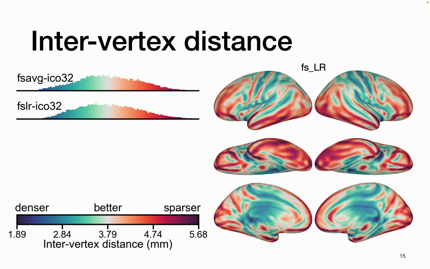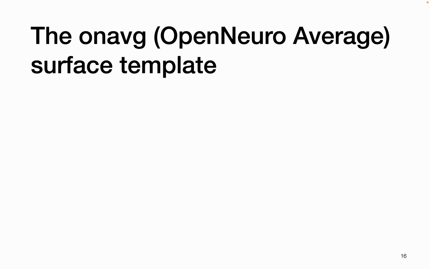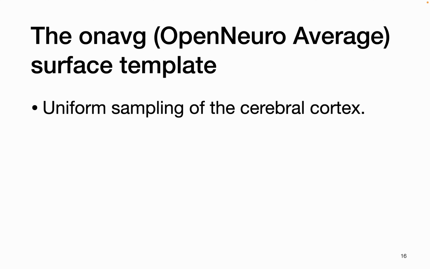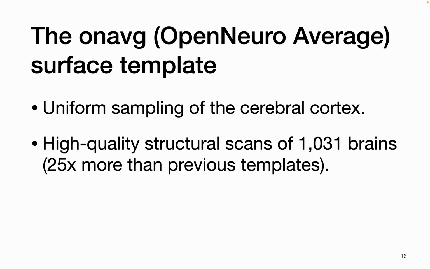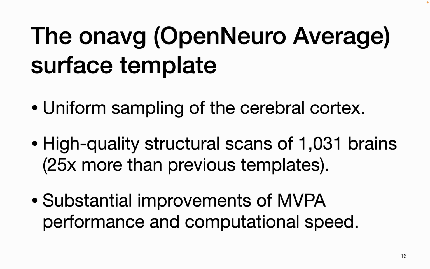To solve the problem, we created a new surface template, which we call the onavg surface template, and that is short for open neural average. With the new surface template, we tried to uniformly sample the entire cerebral cortex, and it was created using high-quality structural scans of over 1,000 brains, which is 25 times more than previous surface templates. And as I will show you later, it can substantially improve MVPA performance and computational speed.